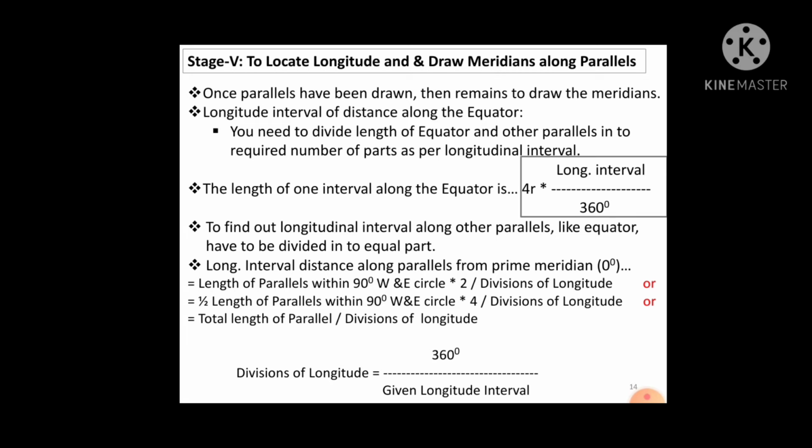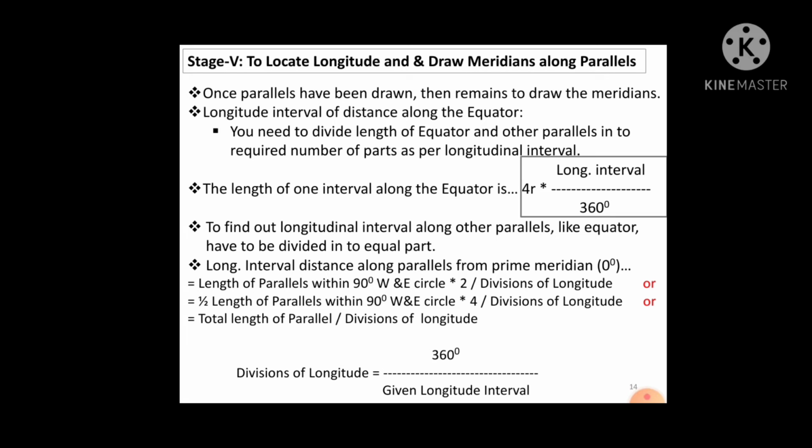Once you divide those parallels by a particular distance, which is called the interval of the longitude as per the interval given, so the interval of the distance, we can say. By that particular distance you have to divide all the parallels. So one parallel has been drawn, then what remains is to draw the meridians. We know that the longitude interval of distance along the equator is very important first of all. That means you have to find by what distance you have to divide the equator.